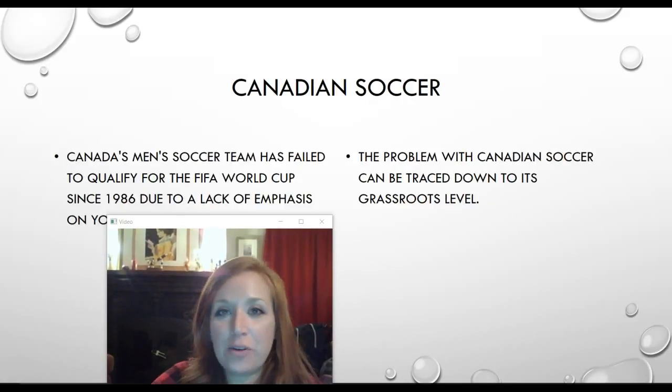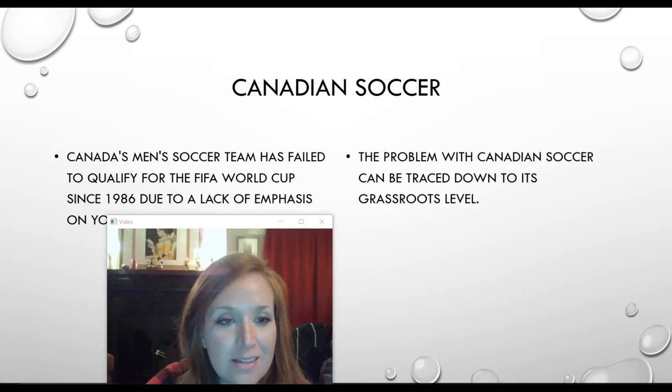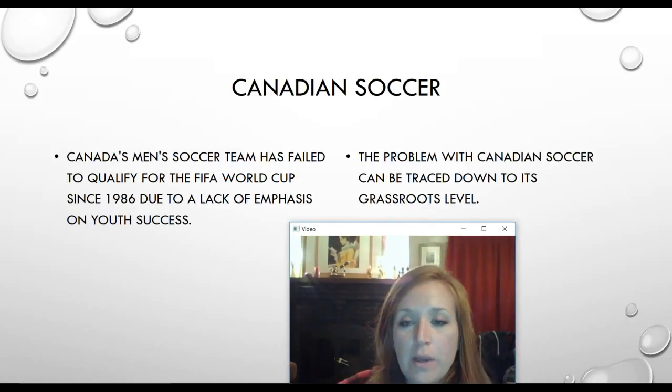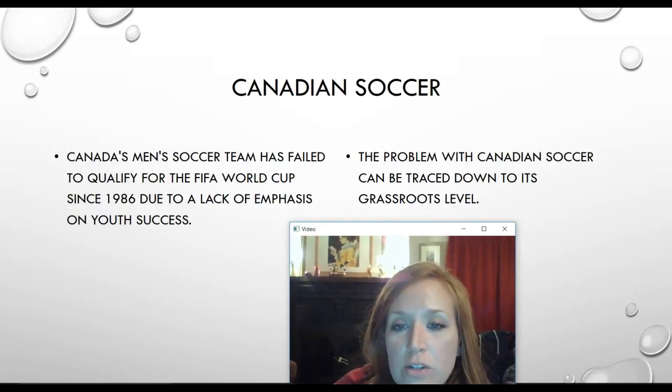Let's look at another one. I had a lot of sports fans last semester. So this is another actual one. His original is actually on the right-hand side this time. I put these backwards. So the original says, the problem with Canadian soccer can be traced down to its grassroots level.